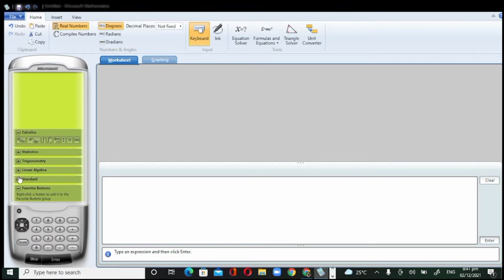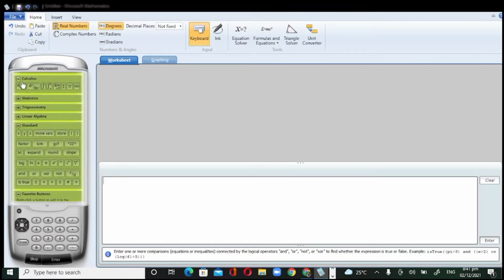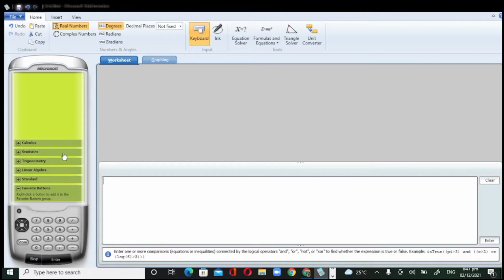You can also switch from real numbers to complex numbers, degrees to gradients. Specify what specific amount of decimal places there should be. Equation solver, triangle solver, unit converter, and insert specific formulas and equations.